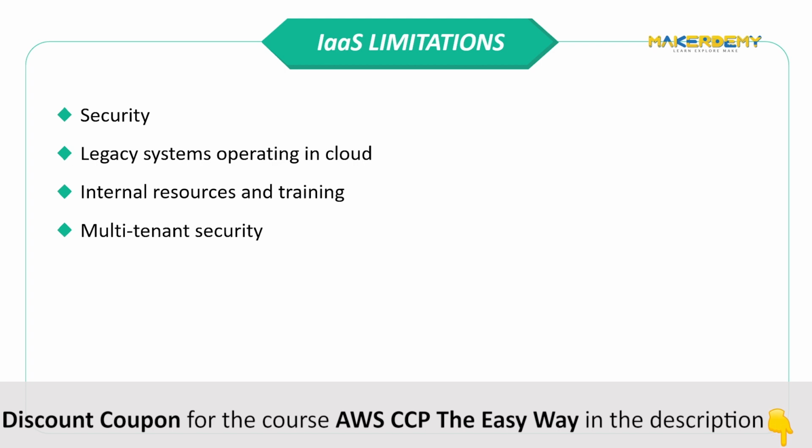IaaS limitations and concerns. Security. While the customer is in control of the apps, data, middleware, and the OS platform, security threats can still be sourced from the host or other virtual machines, or VMs. Legacy systems operating in the cloud. While customers can run legacy apps in the cloud, the infrastructure may not be designed to deliver specific controls to secure the legacy apps. Internal resources and training.